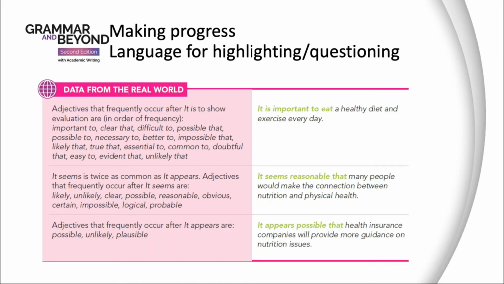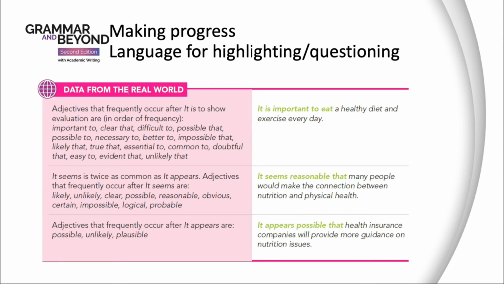Now, another thing that we want to be able to do when we're dealing with informational texts is we want to be able to highlight certain aspects about information, and we also want to be able to question. And the structure of it plus a verb is a very productive structure for doing this. And so we know from research that it's really common to use this extraposed it structure. And so we'll see things like, it is important.